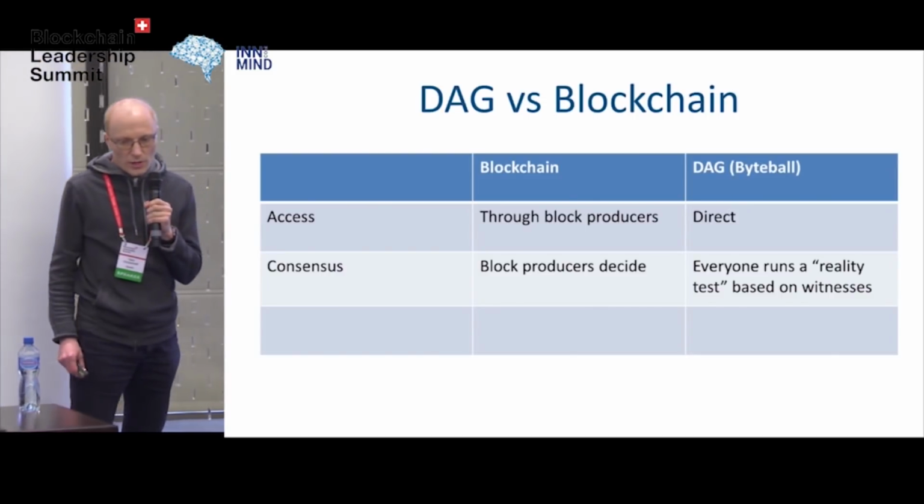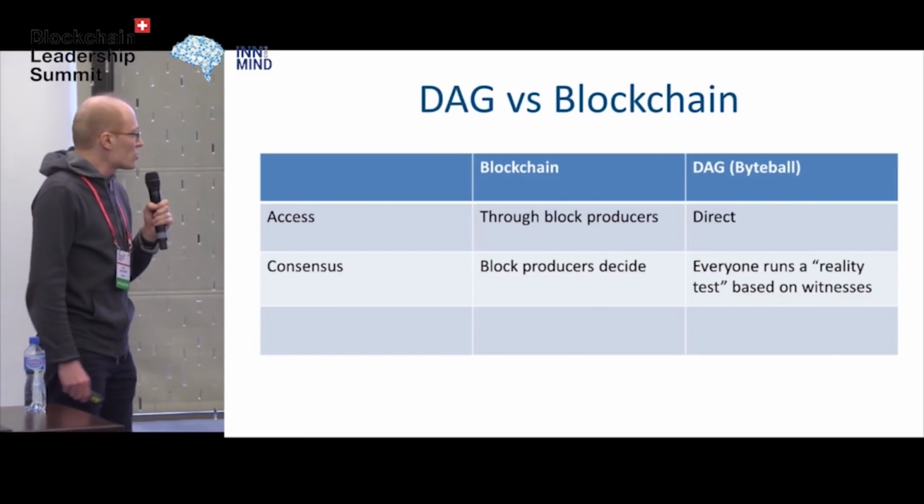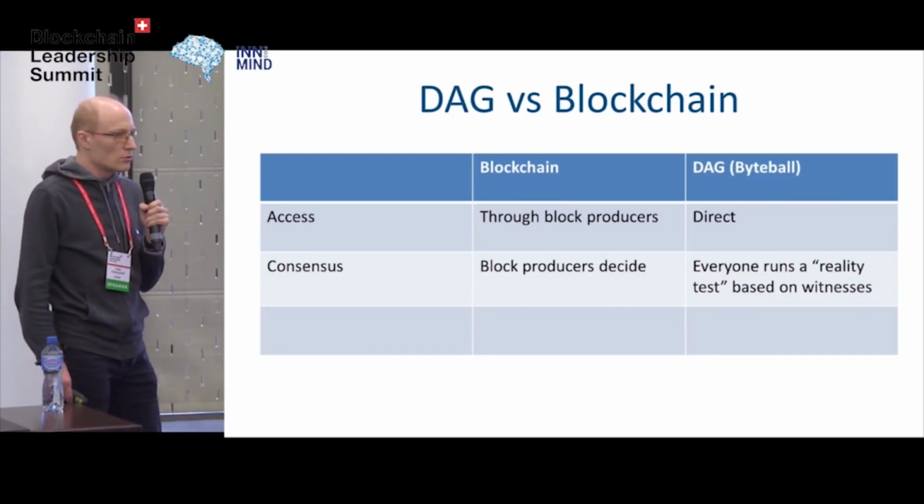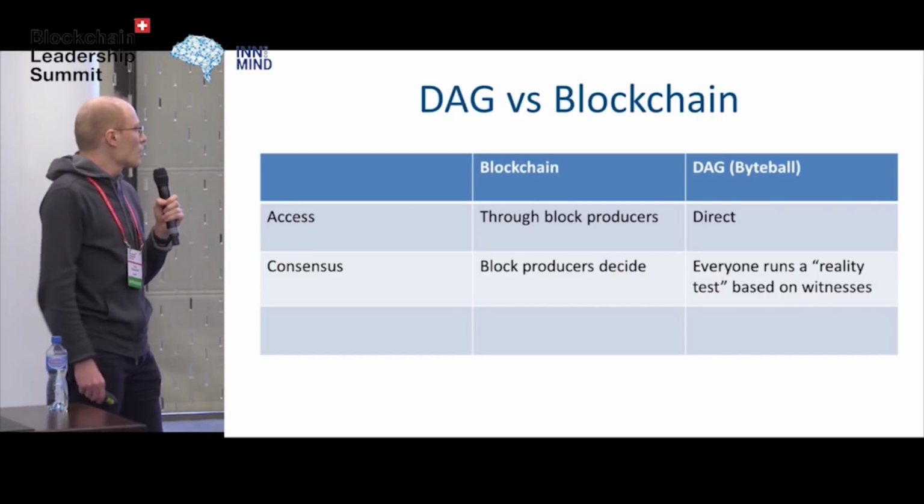In terms of consensus algorithm, in blockchains, it is the block producers, again, who decide about the order of transactions. They have this power. In a DAG, it is different. There are no block producers. There is no privileged class of users who would decide. Every user on the network has to decide it for themselves, and they have to arrive at the same decision, and they do it by running a so-called reality test, which is based on witnesses.